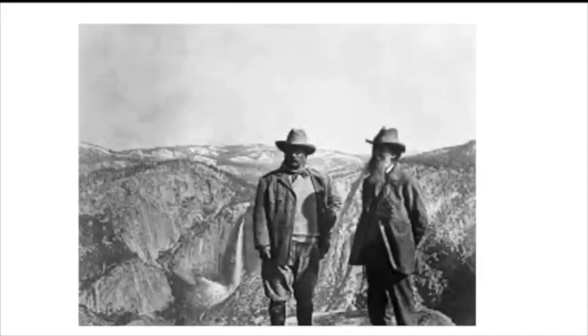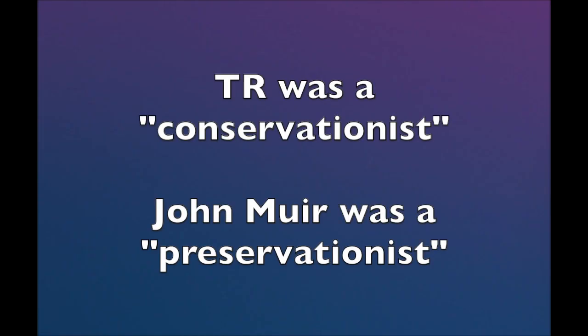This is a pretty famous picture of two individuals. This is Teddy Roosevelt right here, the first conservation president. And then this is John Muir, who is the founder of the Sierra Club. The main difference between these two was that Teddy Roosevelt advocated for conservationism, whereas John Muir advocated for preservation, or completely leaving natural resources alone. Whereas Teddy Roosevelt said, we should use the natural resources, but we should be careful to conserve them as much as possible.